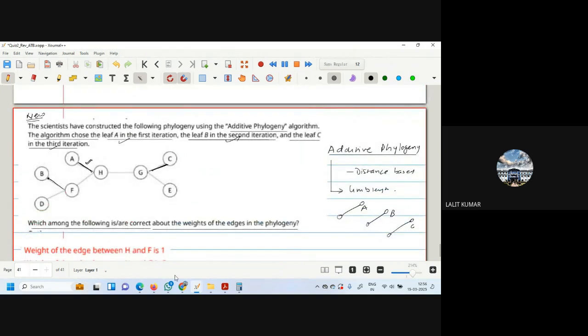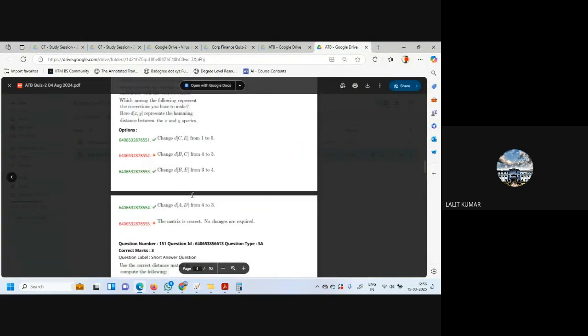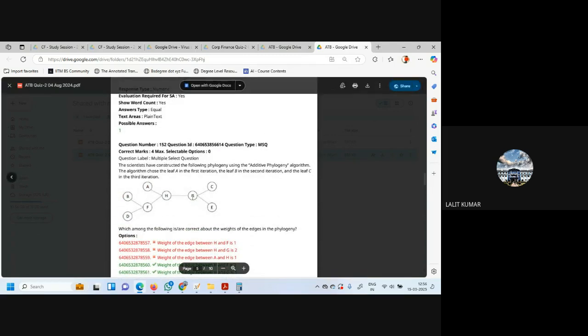But just hold on. This A, B, C, D, E, F, G, H, though, they have not given anywhere. So how to find this question? Anybody any idea about this? No, sir. Jagan? He is not here. Okay, Jagan is not here.